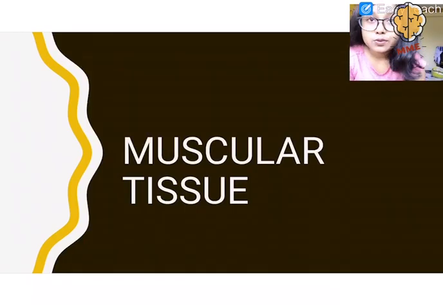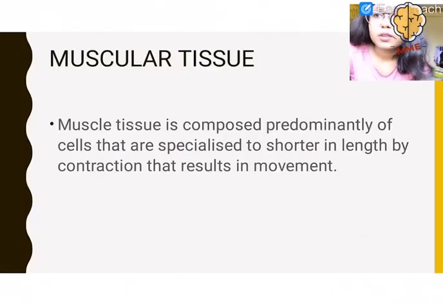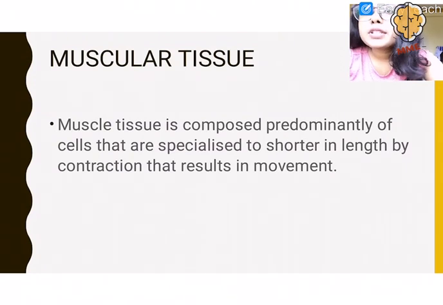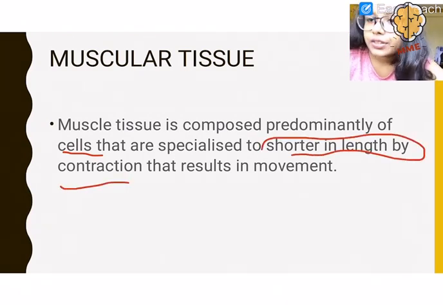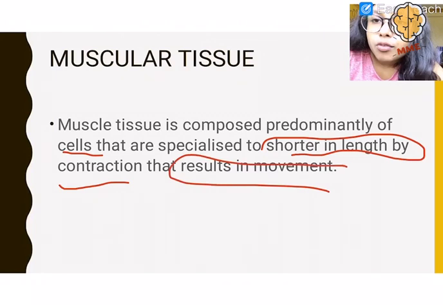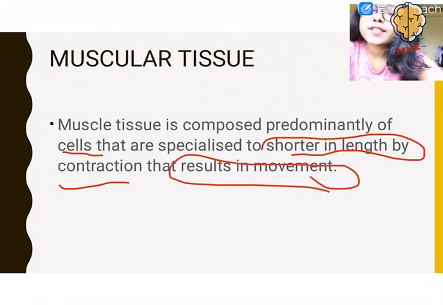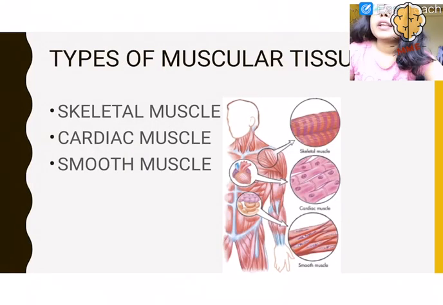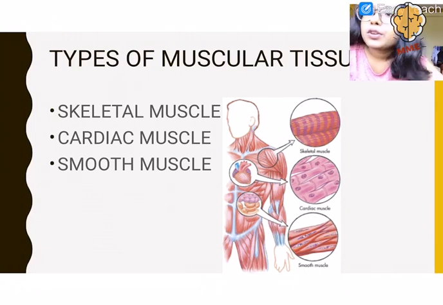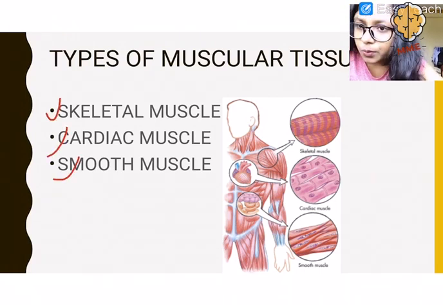Coming to the muscular tissue. Muscle tissue is predominantly cells that are specialized to shorten in length by contraction, which results in movement. These are specialized tissues which will contract and cause movement. So, types of muscular tissue. There are three types: the skeletal variety, the cardiac, and the smooth.